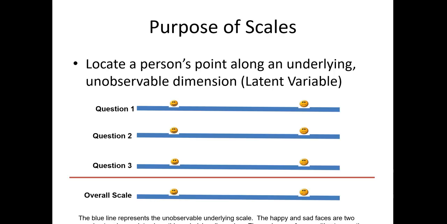So basically, the purpose of a scale is to locate a person's point along an underlying unobservable dimension. That's the latent variable. And generally speaking, you can have many latent variables.